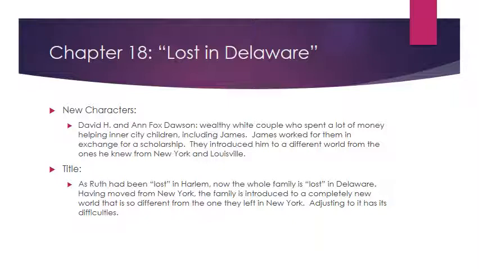A couple of the new characters here, there's really only one set that is very important: David H. and Ann Fox Dawson are a wealthy white couple who are philanthropists who give a lot of money to helping inner city children, and among those that they end up helping is James, and they help him with a band scholarship.